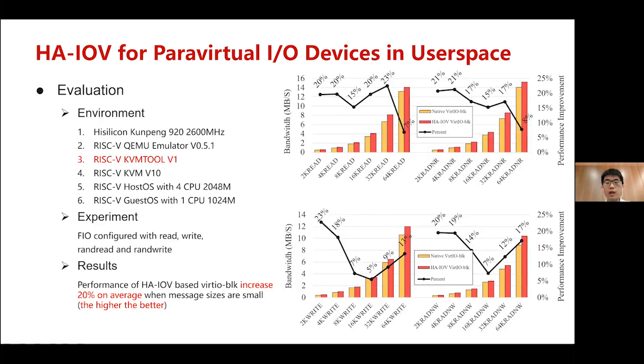Due to the lack of hardware and SBI support in RISC-V systems, we evaluate the user-level VI using virtio block. We use the FIO benchmark to test the read, write, random read, and random write performance of guests on the basis of virtio block and HA-IOV-based virtio block. From the right figures, we can see that HA-IOV gains an average 20% performance improvement when message sizes are small. Also, the performance results we obtained are still unstable. We believe it is caused by the software QEMU emulator. Thus, an FPGA-based platform that supports RISC-V virtualization is needed for faster validating the new ideas.